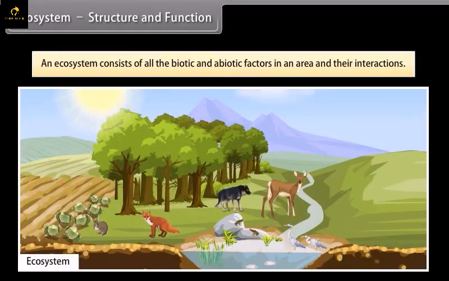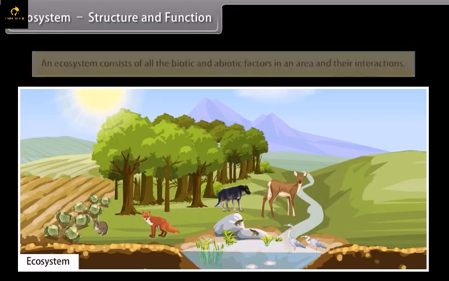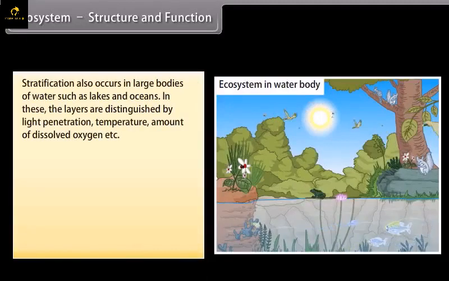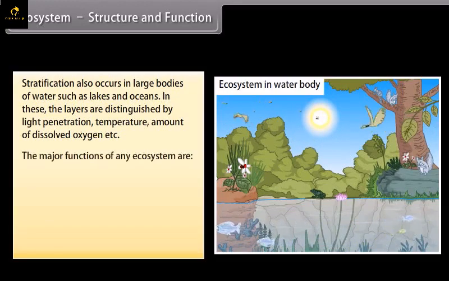Ecosystem, structure and function. Ecosystem consists of all the biotic and abiotic factors in an area and their interactions. The arrangement of organisms in each ecosystem forms one or more layers or strata, each comprising the population of a particular kind of species, called stratification. Stratification also occurs in large bodies of water such as lakes and oceans. In these, the layers are distinguished by the light penetration, temperature, amount of dissolved oxygen, etc.